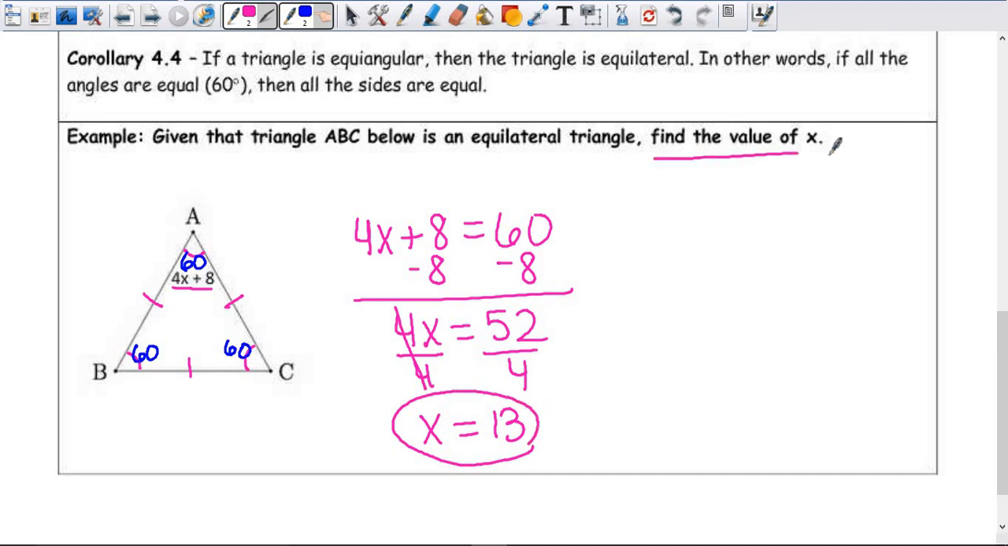All right, and it just said to find the value of x, so we are done. So that's your basics on isosceles and equilateral triangles. We'll do some more practice in class.